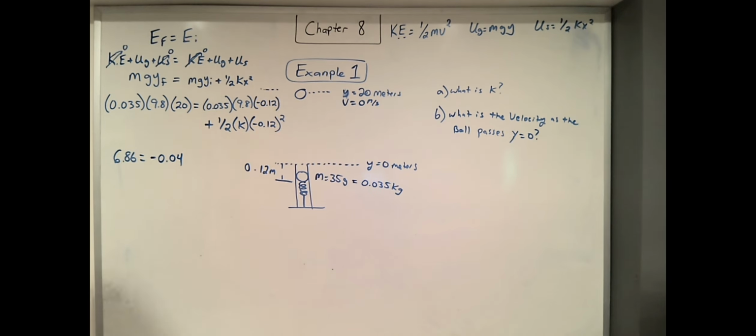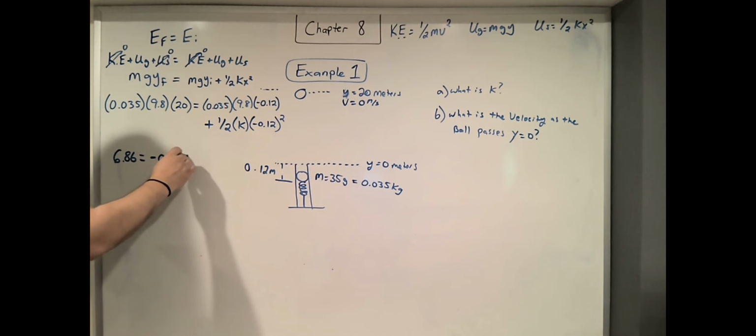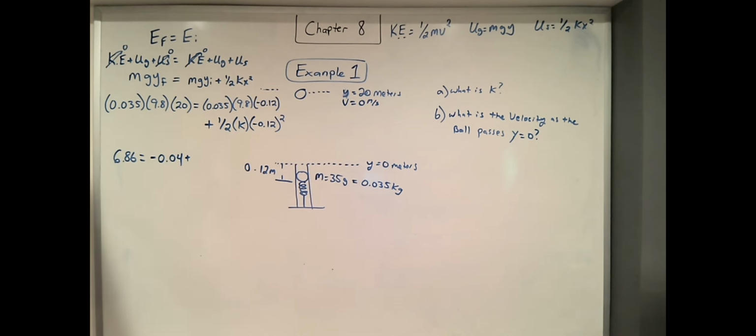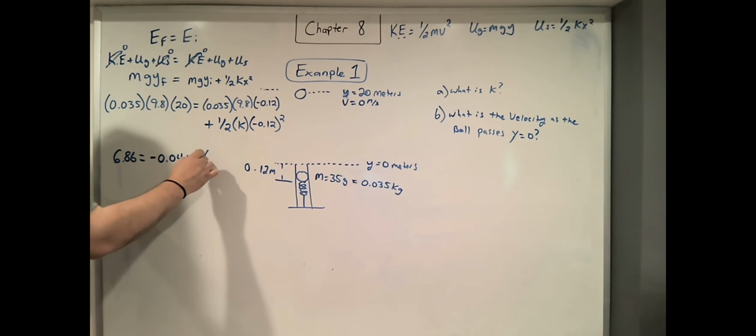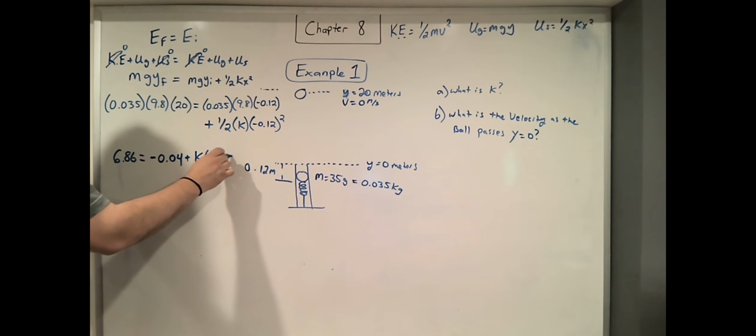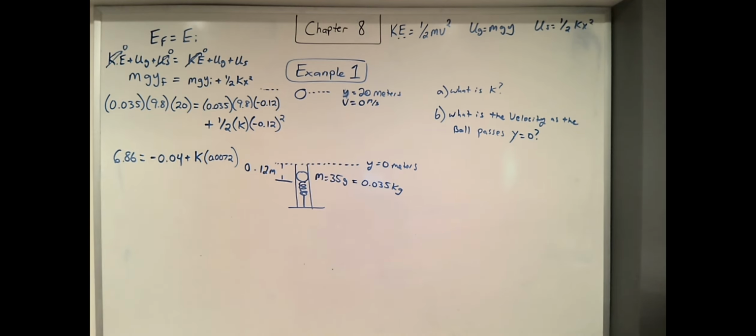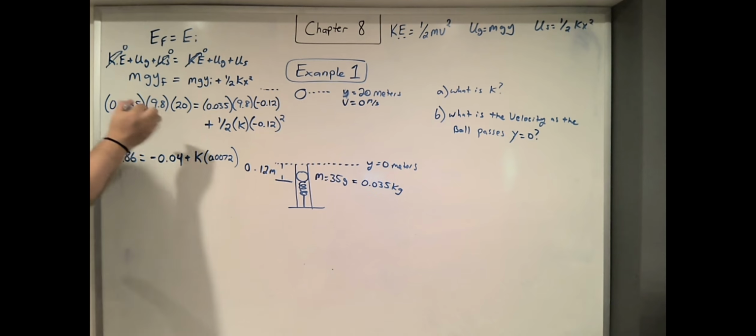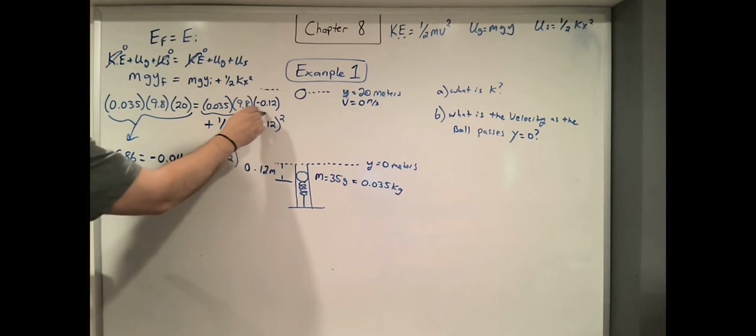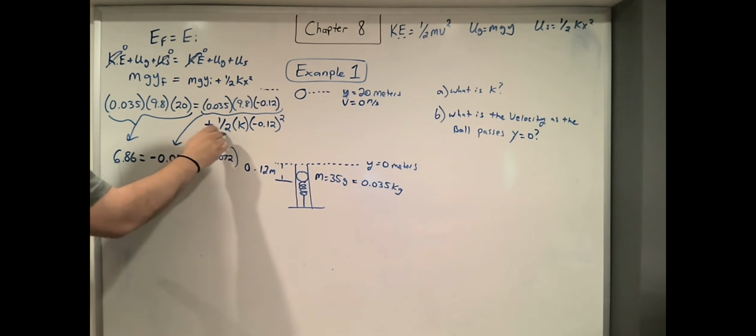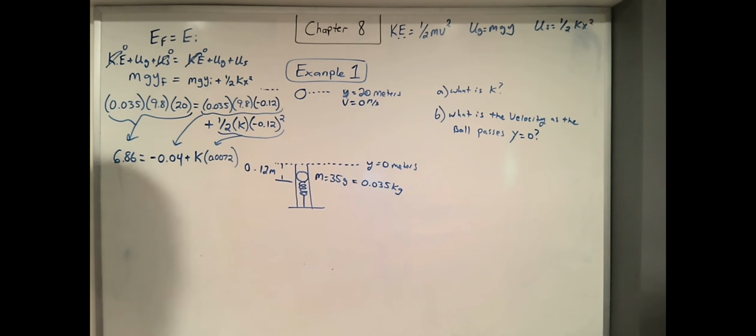And let's see, plus 1/2. I can take 1/2 times the negative 0.12 squared, and that will give me k times 0.0072. Okay, so hopefully that made okay sense. This is here, this is here, this is here, right? So I'm just doing some math, getting some basic stuff there.